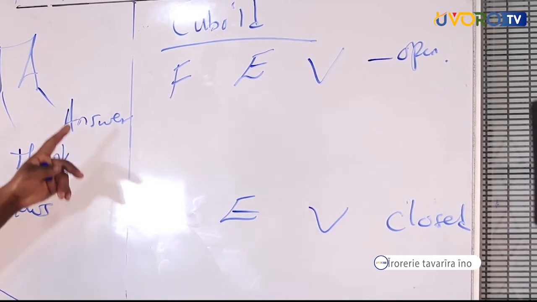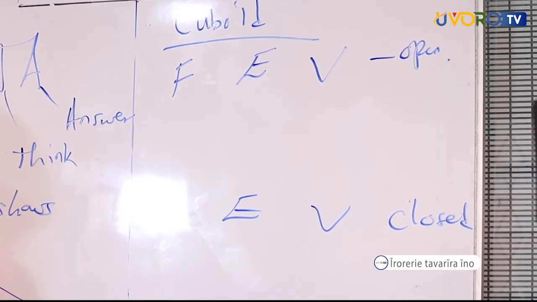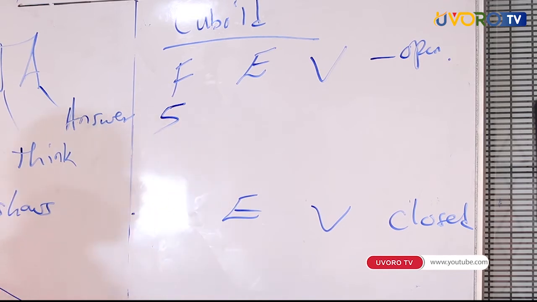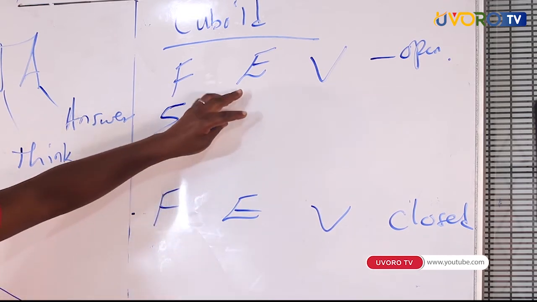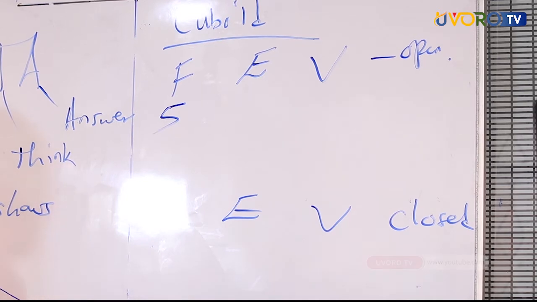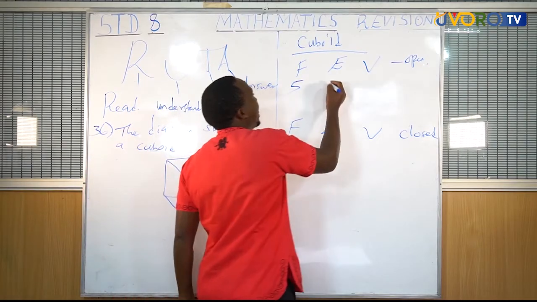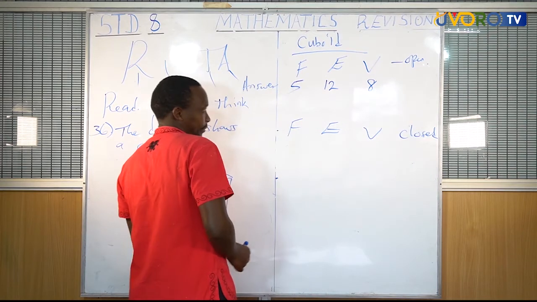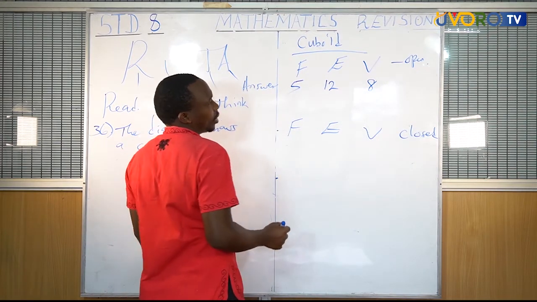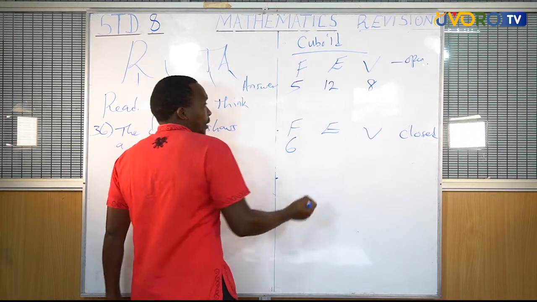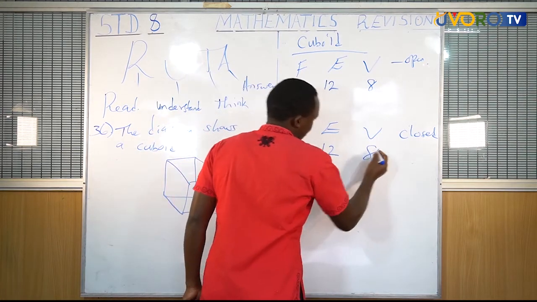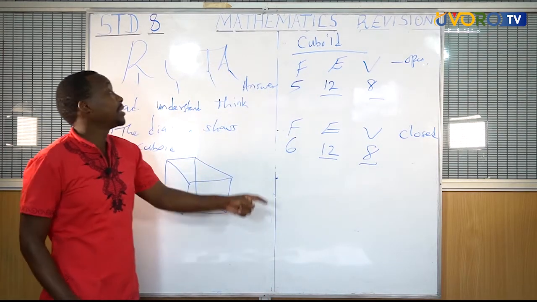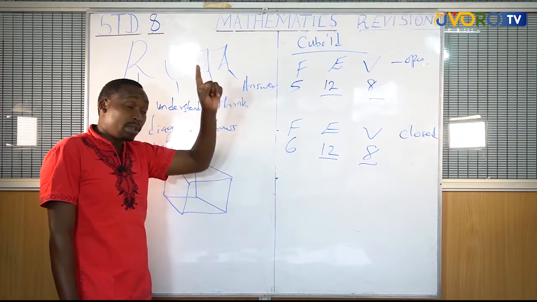We have an open cuboid. It has 5 faces because one face is already open. Now, we have how many edges? 12 edges. Very good. How many vertices? 8 vertices. What about the faces for the closed? 6, 12, 8. These ones remain the same. But for the faces, one face is open. Let's counter check them.